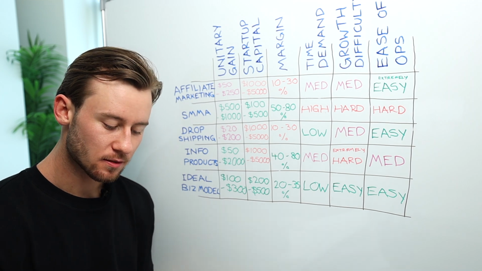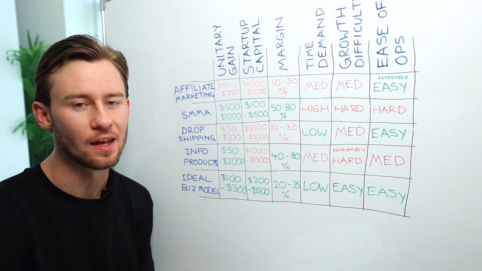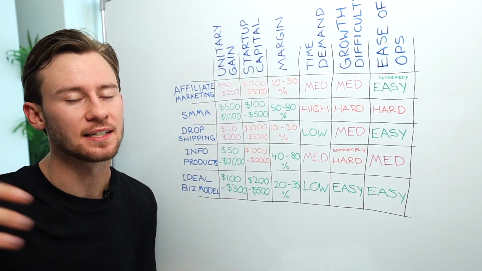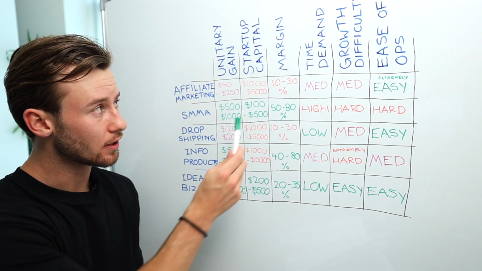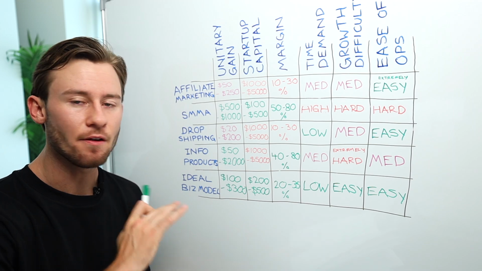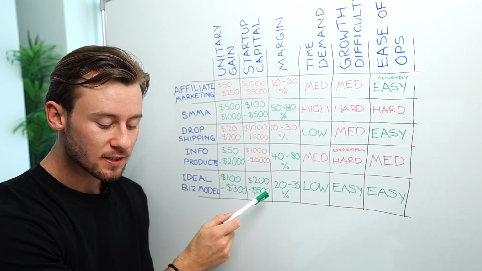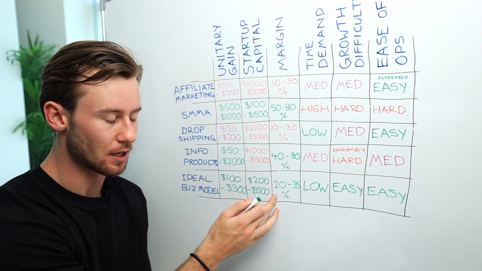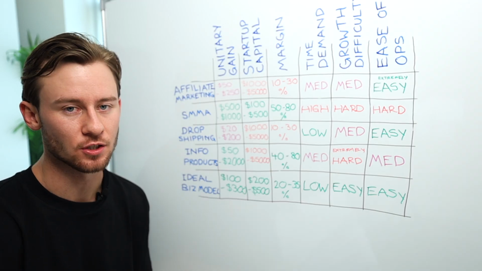The ideal business, when it comes to unit gain, it should be enough where you only need to sell a handful a day to make enough profit to get to 100K relatively quickly and have money for yourself. It should also require reasonably low startup capital, but not zero, otherwise everyone would do it and it would be completely saturated. Now for margins, you want something that not only has a solid margin, but has low costs, so you can grow it profitably and keep a good percentage of everything you make.